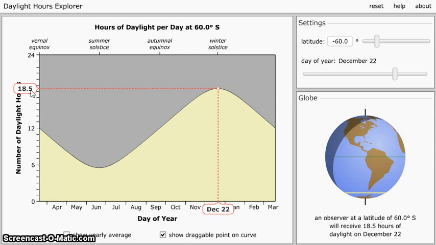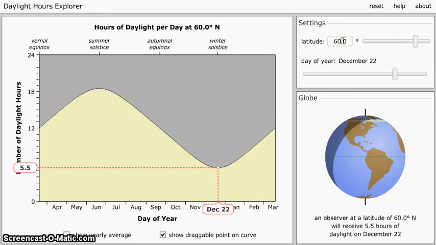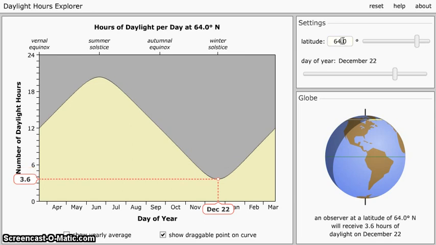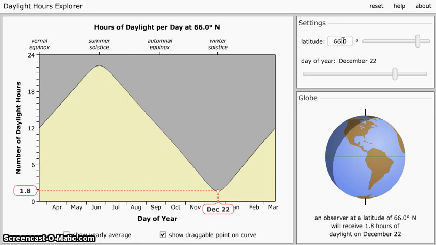Now, I'm not going to do 90 degrees north and 90 degrees south, but I do want to show you what's going to happen to these curves as I make my way further and further towards the poles. So here's 60 degrees north, and we're only having a 5.5 hour day for our shortest day of the year. If I go to 62, just 62 degrees north, I'm already down to just 4.7 hours of daylight on my shortest day of the year. If I go to 64 degrees north, I'm down to only 3.6 hours of daylight on my shortest day of the year. If I go to 66 degrees north, I'm down to less than 2 hours of daylight on my shortest day of the year.